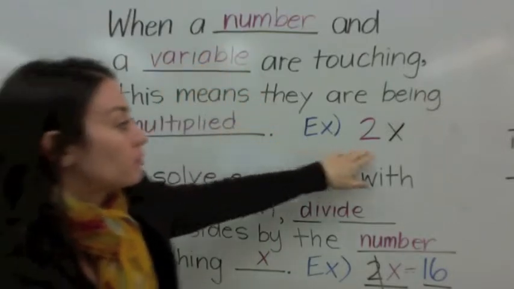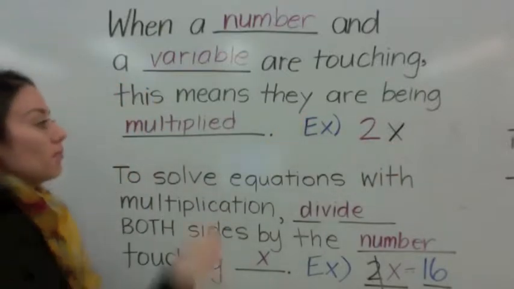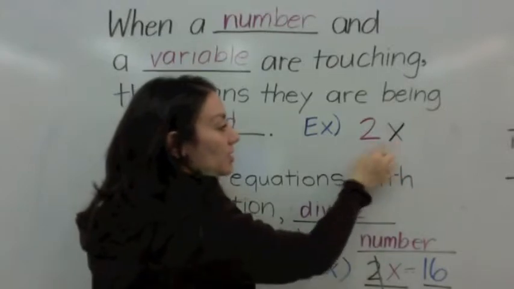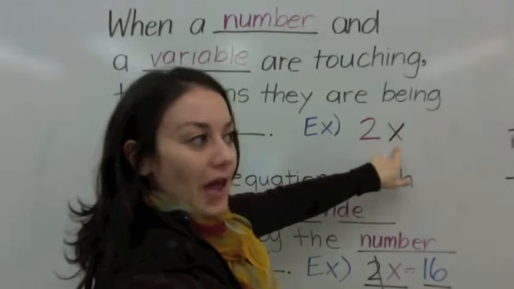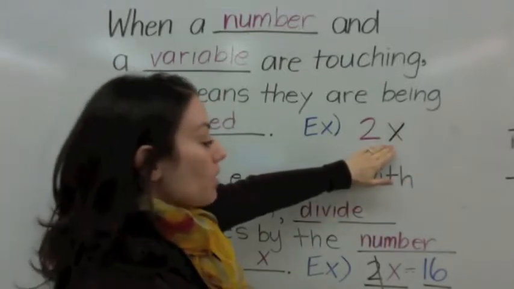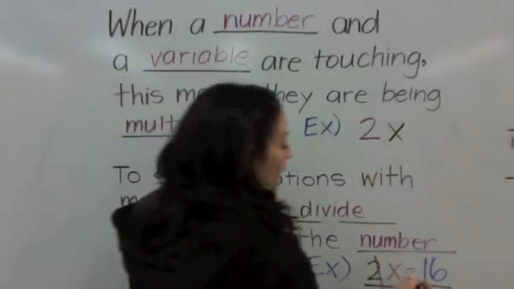for example, 2 and x, they're touching, right? This means they're being multiplied, or this term is married. X and 2 are married to each other. This is Mr. 2 and this is Miss X. Okay? Now this is an expression. When you add an equal sign, it becomes an equation.